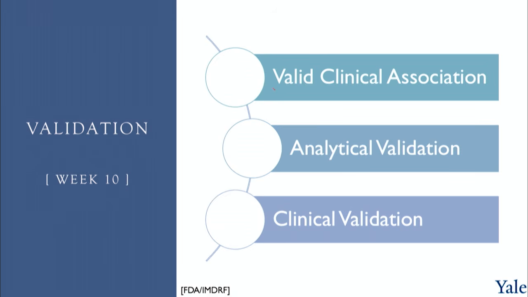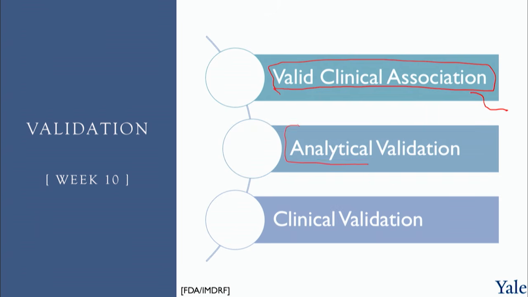What the FDA calls valid clinical association. Is our software measuring something that's relevant to the disease? If our disease is prostate cancer and we're measuring tumor volume of a lesion, maybe that's useful and relevant. If we're measuring something unrelated to the disease, this is a waste of time. So this is a first step, showing that what we measure is actually relevant to the disease.